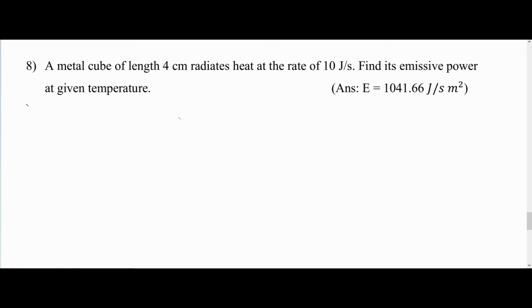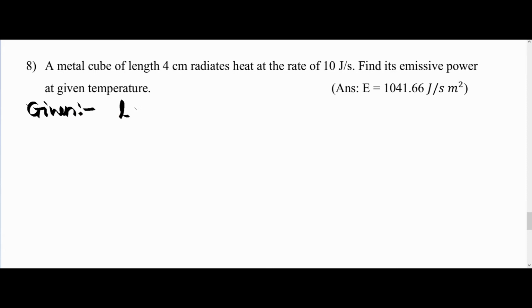A metal cube of length 4 cm radiates heat at the rate of 10 joule per second. Find its emissive power at given temperature. This question is from the radiation part, which is there with kinetic theory of gases. So let us write down the given for this question.